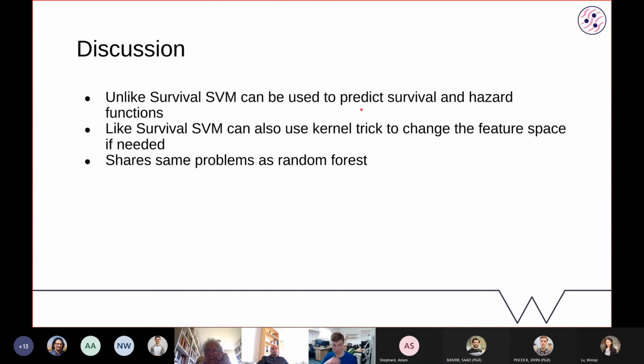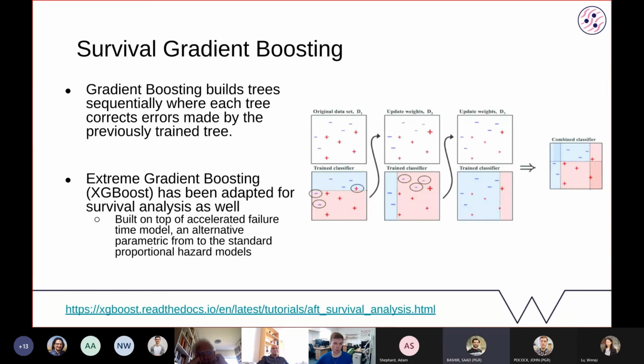So the main benefit of survival random forest is that, unlike some other machine learning models that have been adapted, like survival SVMs, you can use them to predict and plot survival and hazard functions, which Wenqi will talk about a bit later. There are also other benefits of random forest, like you can use the kernel trick to change the feature representation space, but they do share the same problems as random forest, so you lose interpretability by using this ensemble method.